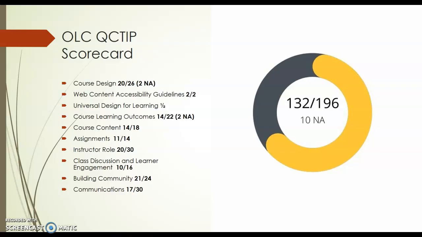The first step in my case study was to conduct an analysis using the Quality Course Teaching and Instructional Practice, or QCTIP, scorecard, sponsored by the Online Learning Consortium. I was able to assess 10 different areas of the course, ranging from course design, content, accessibility, assignments, instructional role, and engagement. I gave this course 132 out of 196 total points available. It should be noted that I evaluated an archived version of this course, and a number of the criteria could not be evaluated fully.